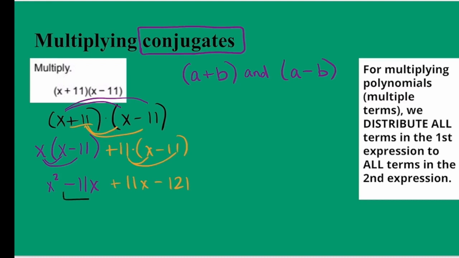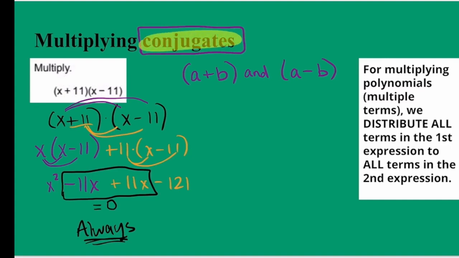Here's the fun part. You still have two terms that combine. Negative 11x plus 11x gives you 0. This will always work. If you have conjugates that you are multiplying, these middle terms will always give you 0 every time. So if that's 0, then they're gone, which means your answer is just x squared minus 121. That would be your final answer.